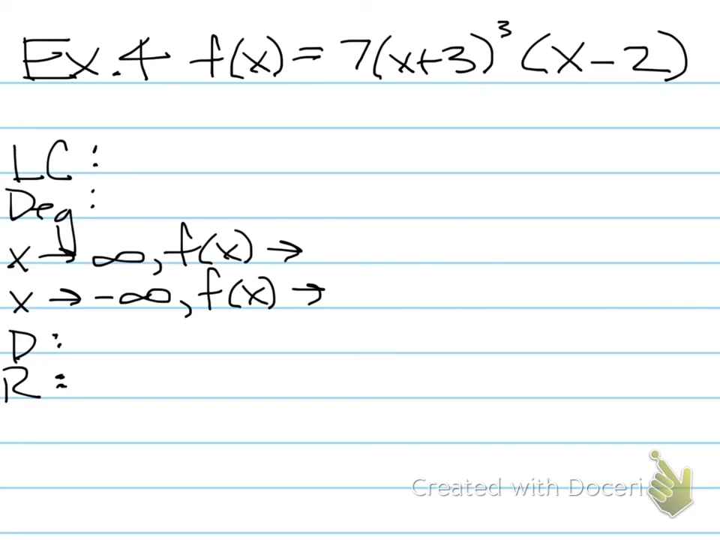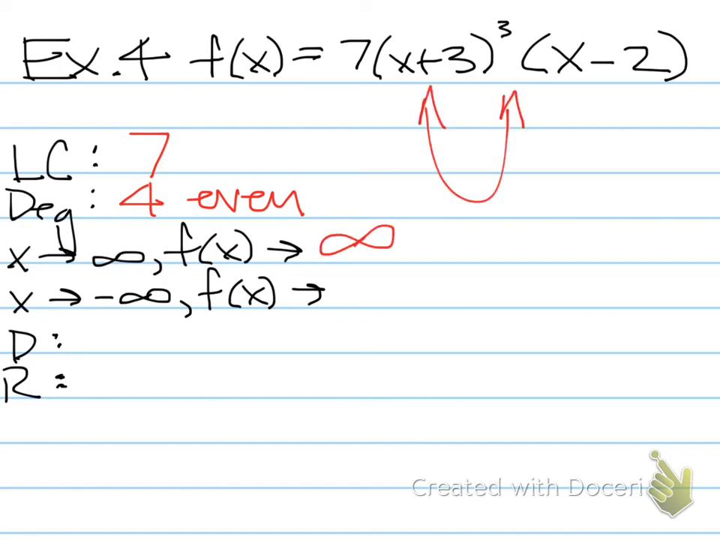And then this last one, the lead coefficient is 7. And the degree, there's 4 x's, so the degree is going to be 4. 4 is even, so this is going to be a graph of an even function. So the end behavior is going to be the same for both. Since the lead coefficient is positive, it's not going to be reflected, and both of them will approach positive infinity as x approaches negative infinity and positive infinity. The domain for all even functions is going to be all real numbers.